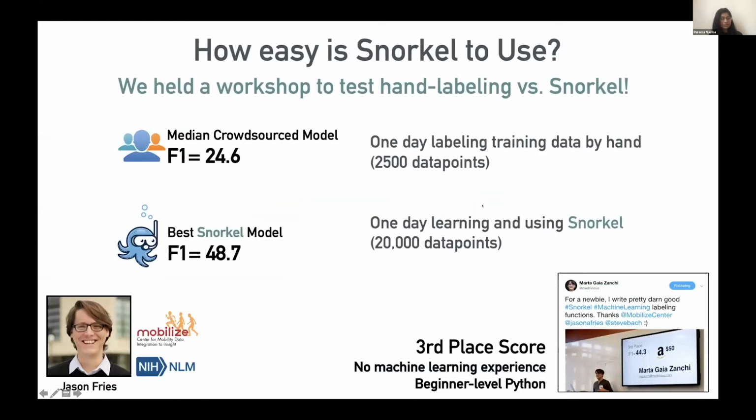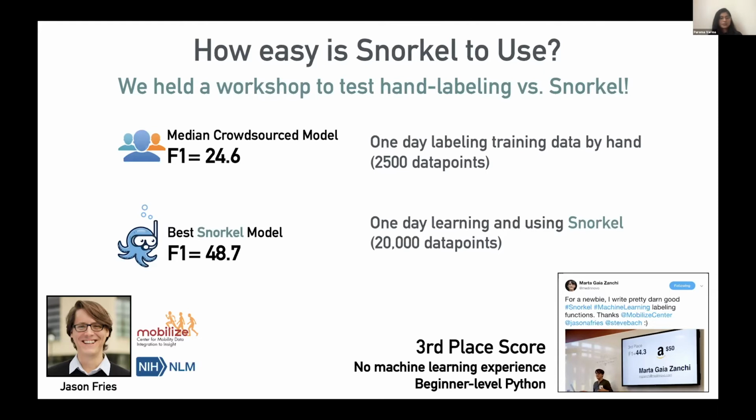That's great. We created this Snorkel pipeline, we worked with a few users, and we were feeling really great about ourselves. But one question that we hadn't answered yet was how easy it is for people to use Snorkel if they're not working with us closely. So we held a workshop to test this exact hypothesis. We worked with a set of biomedical experts, so they weren't necessarily computer scientists or coders, but they really knew about the tasks that they were working on.